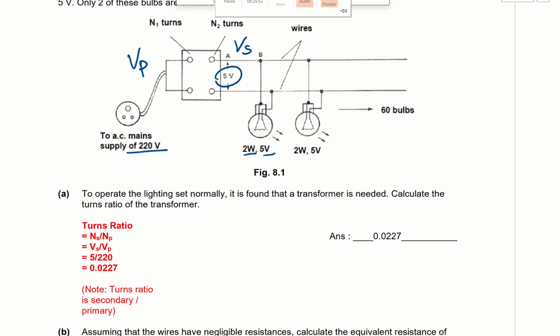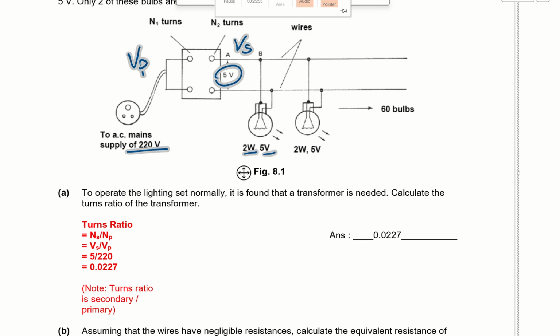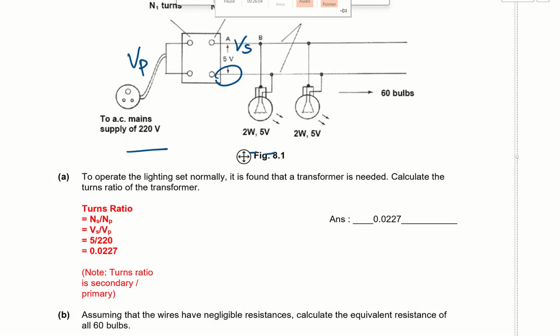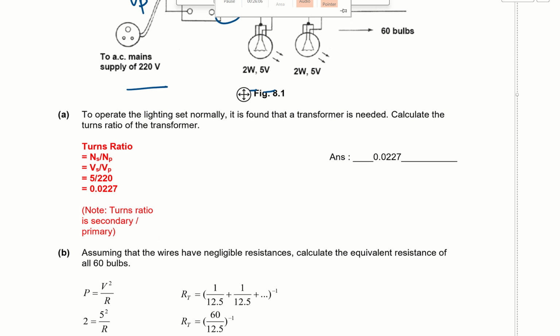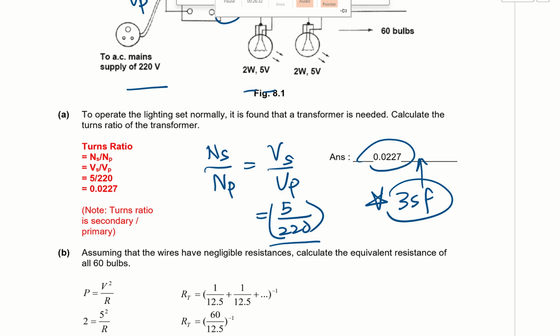To operate the lighting set normally, it's found that a transformer is needed. Calculate the turns ratio. So turns ratio, it is NS over NP. Okay, NS over NP, that means it is VS over VP. Okay, because it's stepped down, therefore my VS is 5, lower than my VP of 220. So I'll get 0.0227. A lot of you will be tempted, important, to leave your answer in fraction. No, you have to convert it to 3SF. Okay, so even if it's a ratio, it should be to 3SF.